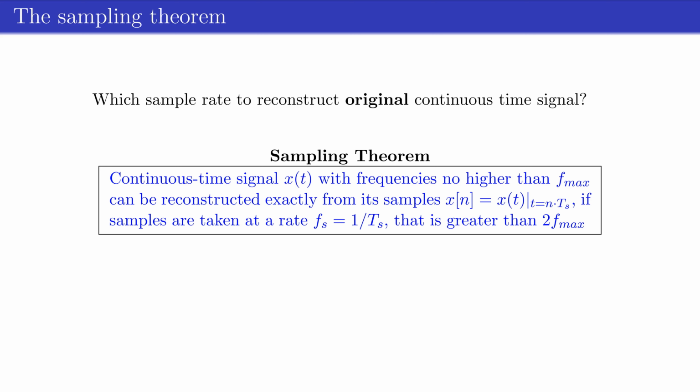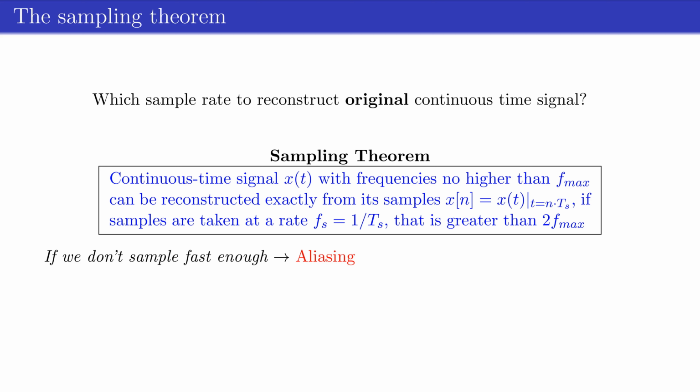When a continuous time input signal x of t contains frequencies which are all below a maximum frequency fmax, we can construct via a D-to-C converter this continuous time signal x of t without aliasing by its discrete time samples. When these samples are obtained via a C to D converter, which runs at a sample rate fs, which is greater than 2 times the maximum frequency fmax. If we sample at a rate which is too low, we obtain aliasing.